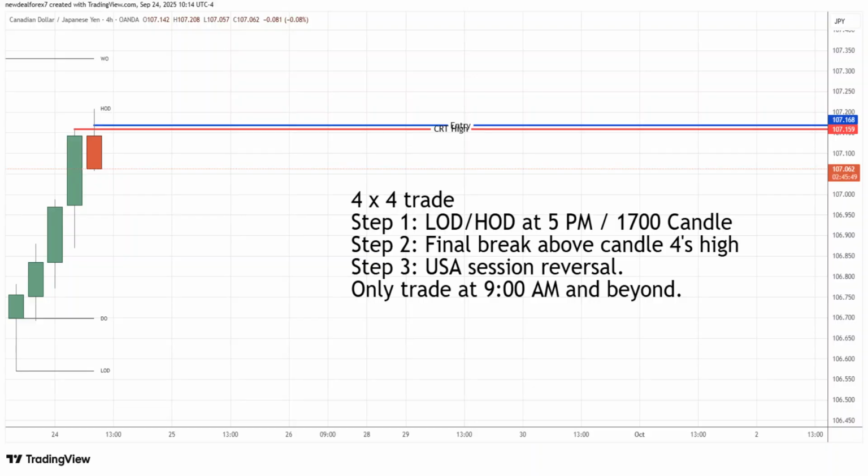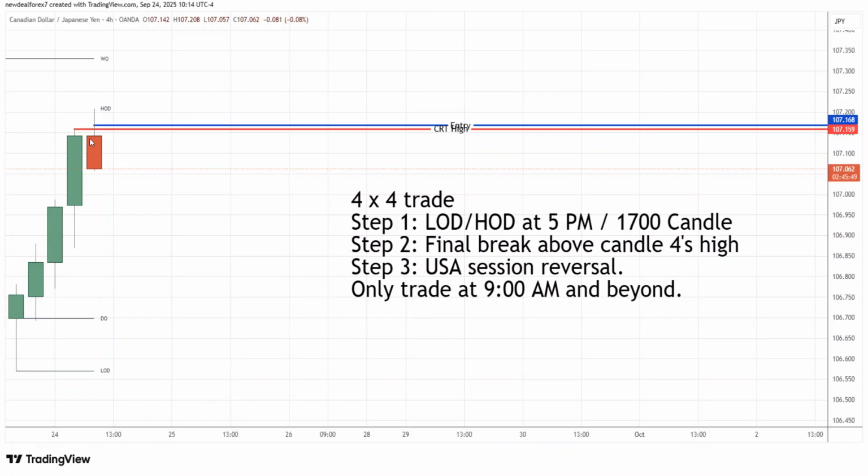This is a 4-hour chart, and all you're going to be looking for are 4 candles of the same color. This is 1700, 5 p.m. Eastern Standard Time, that's according to the East Coast. And then the next one, 1, 2, 3, 4. So no matter what time zone you're in, you should be able to figure this out.